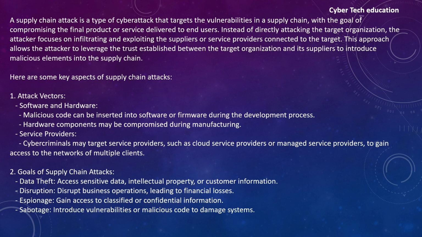Next are the goals of supply chain attacks. What are the different goals they pursue with this kind of attack? One is data theft. What is data theft? Access to sensitive data, intellectual property, and customer information are among the prior tasks that come under this. Then disruption: disrupting business operations, which leads to financial losses. Espionage: gaining access to classified or confidential information comes under this. And sabotage is introducing a vulnerability or malicious code to damage the systems.